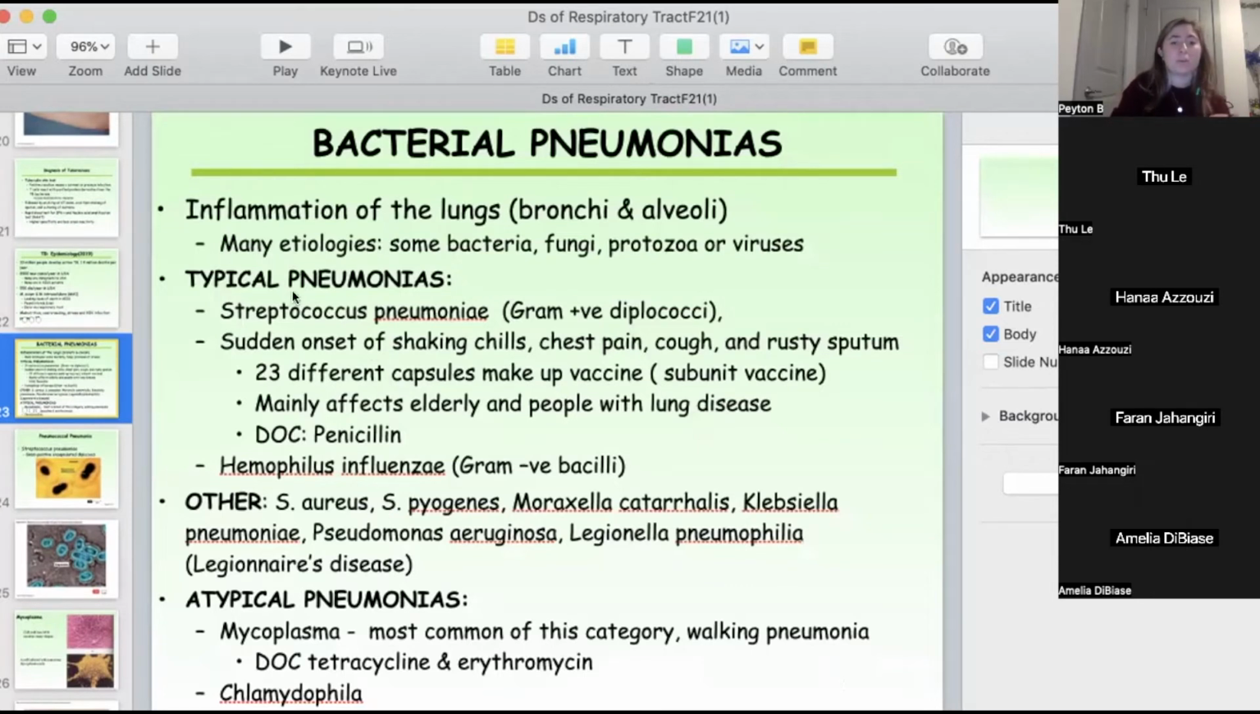So yeah, you have your typical pneumonias, strep pneumonia, and Haemophilus influenzae that causes pneumonia. Other ones are caused by Staph aureus and Strep pyogenes and things. But your atypical pneumonia is walking pneumonia. Does that answer your question?